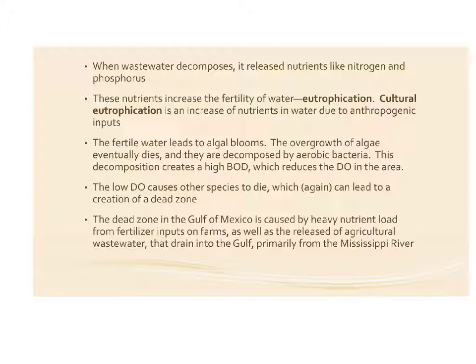Technically, eutrophication can occur from any source. Anytime there's an uptick in nutrient load, whether that's anthropogenic or not, it can be considered eutrophication. But particularly cultural eutrophication is caused by humans. Fertile water leads to algal blooms. The overgrowth of algae from the algal bloom eventually dies, and those algae are decomposed by aerobic bacteria. The decomposition again creates a high biochemical oxygen demand, which then reduces dissolved oxygen in the area.